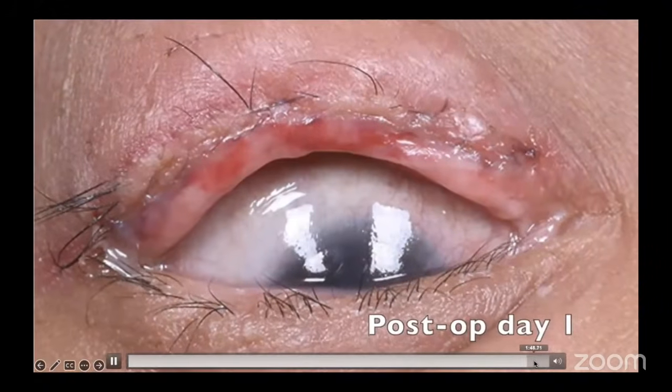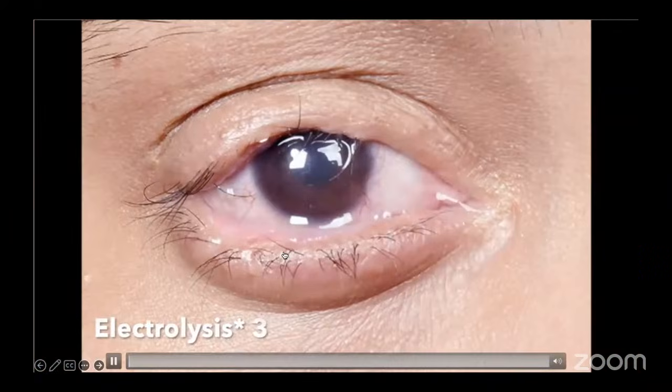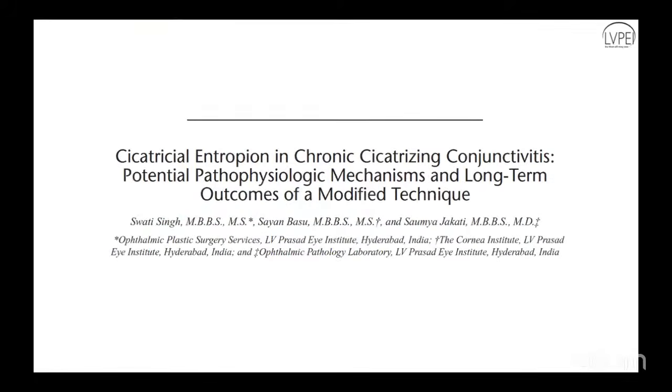And this is how it looks on post-op day 1. It's well pinkish vascularized, and this is a sharp posterior lid margin. This is another case which has been managed with the same technique, which had already undergone electrolysis at multiple places and routine anti-lambda repositioning. Now we have placed a mucous membrane graft, and the patient in long-term follow-up is doing very well.